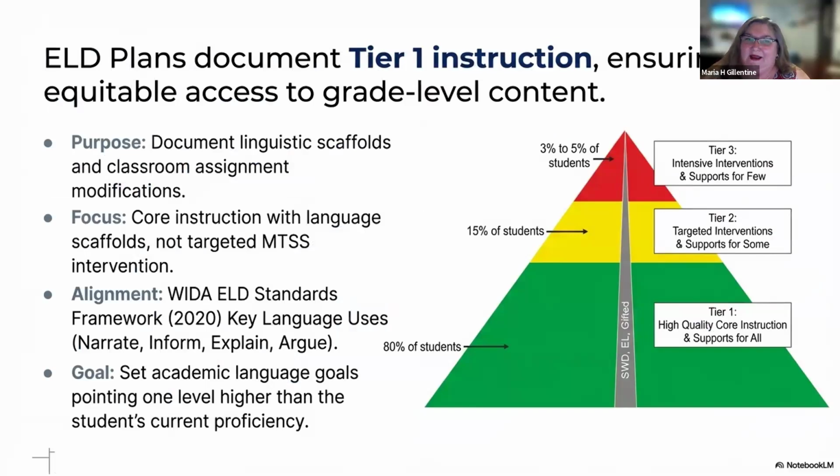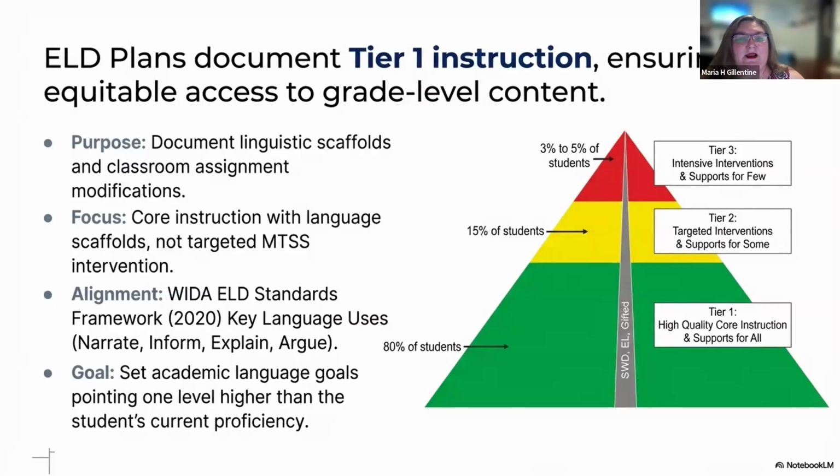So in Gwinnett, we are calling it an ELD plan. It is the English Language Development Plan, which is a tier one instructional tool that is used to document the linguistic scaffolds and assignment modifications a student needs to successfully access grade level instruction. It's important to distinguish that ELD planning from intervention. So ELD, English Language Development Planning, is different from intervention. These supports are part of the high quality core instruction and are intended to ensure access to grade level learning.